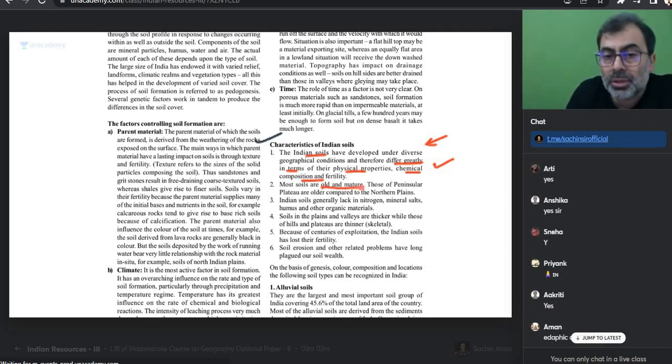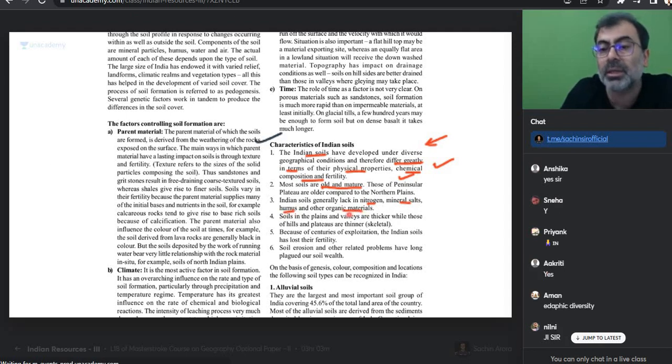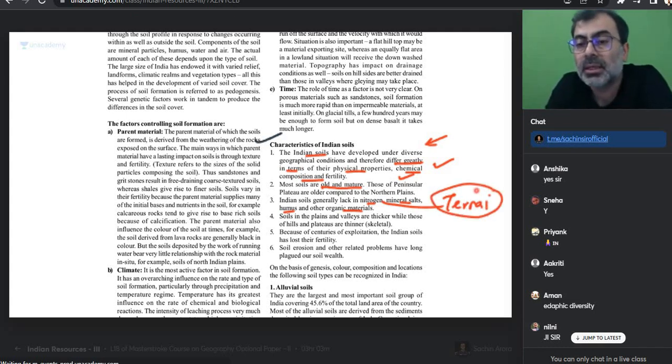Most soils are old and mature. Why old and mature? Because peninsula में है. Indian soil generally lack nitrogen. तो क्या कमी है हमारे पास? Nitrogen is less, mineral salts and humus and other organic material. Sir, why do we lack humus? Remember, we are tropical areas. खत्म हो जाता है. Nitrogen generally is not there except the rice soil. The only soil in India which is having sufficient nitrogen is the rice soil.